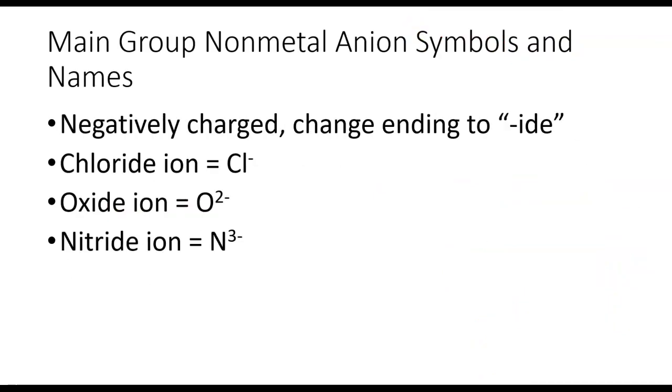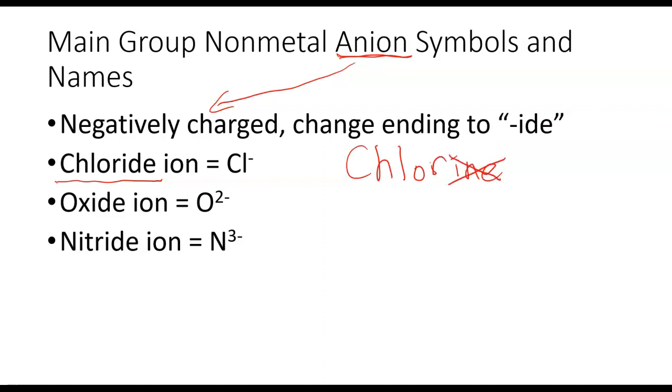The main group nonmetals, these are a little bit different. These are anions, an meaning not or negative. So these are negative ions, so these are negatively charged. These are slightly different because we just take the name of the ion and we change the ending to IDE. So chlorine, we change the INE to IDE, so chloride. And that tells us that we're working with an ion or we're working with it in a compound.